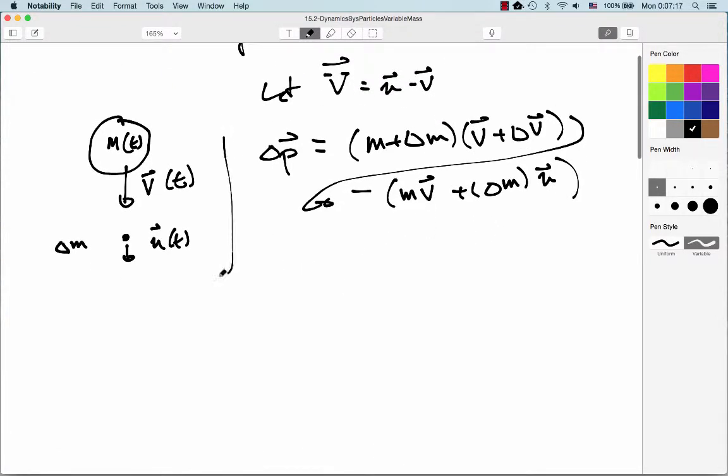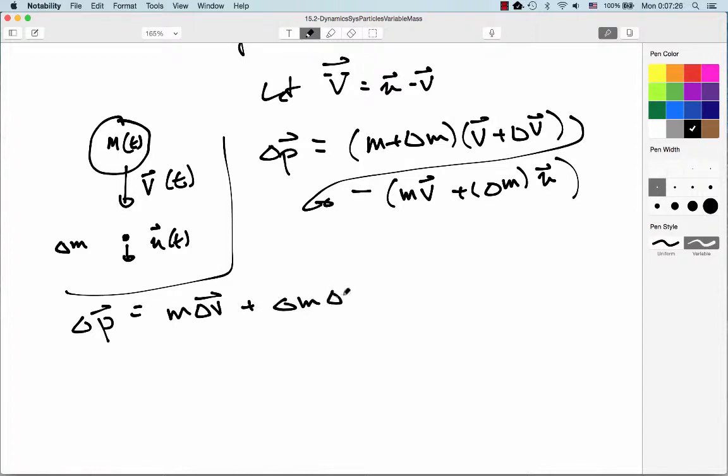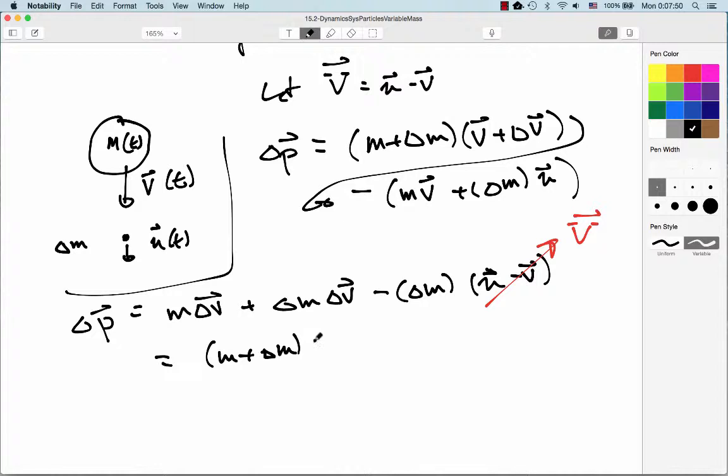So we can group that around a bit. You get that delta p is equal to m delta v plus delta m delta v minus delta m times u minus v, which we recognize as being big V. So finally we can put it all together and get that it is m plus delta m times delta v, minus delta m times big V.